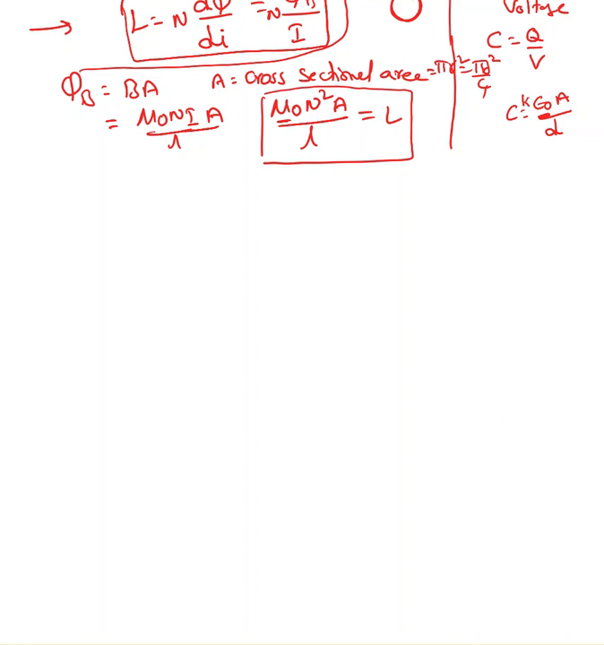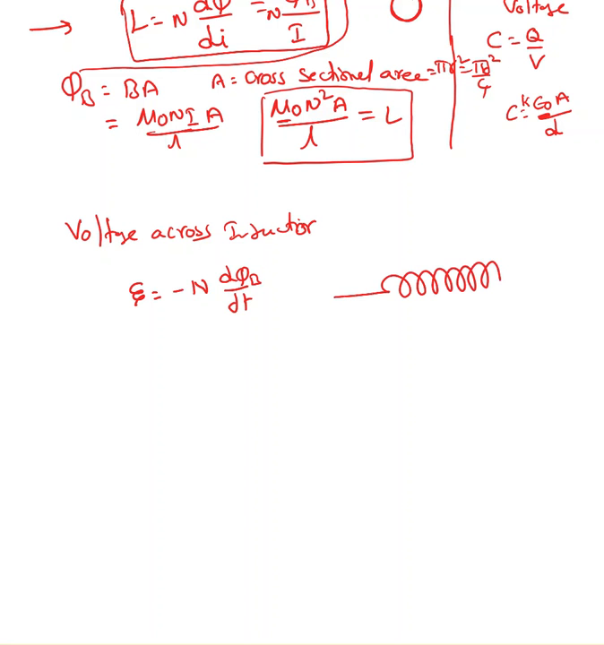Now, voltage across an inductor. According to Faraday's law, there is always an induced EMF, E equal to minus N times d phi by dt. As long as there is a rate of change of magnetic field, there is always an induced EMF. Now what happens? Here is an inductor.